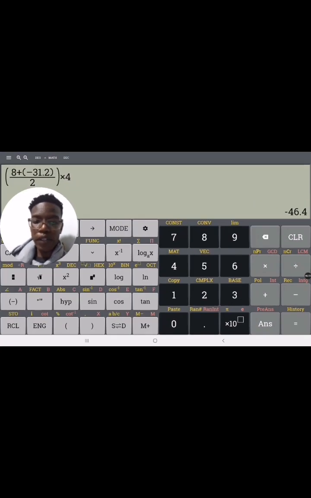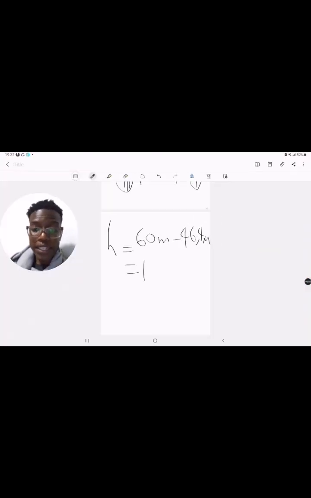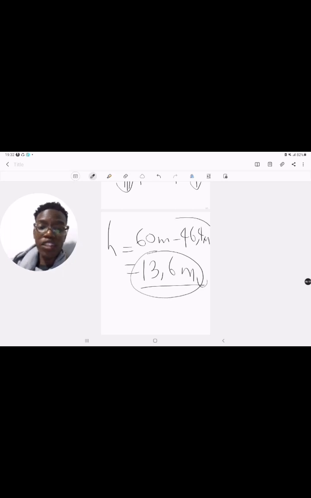So I'm just going to clear this, and then you say 60 minus 46,4. That's going to give you 13,6 meters. So the balcony is 13,6 meters above the ground, and this is your answer. Meaning that if you take 13,6 and add it to 46,4, you will get 60, which is the total height of the building.